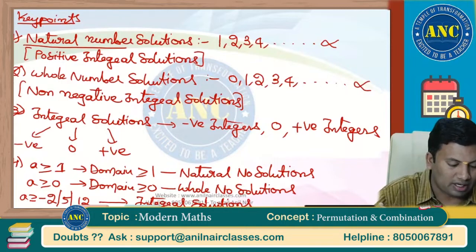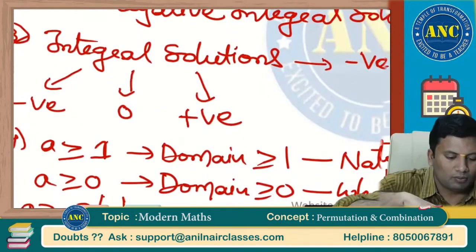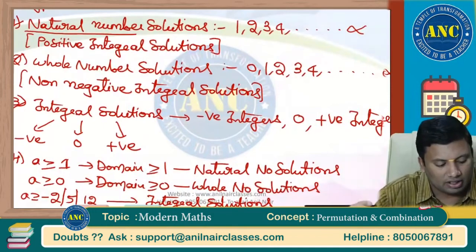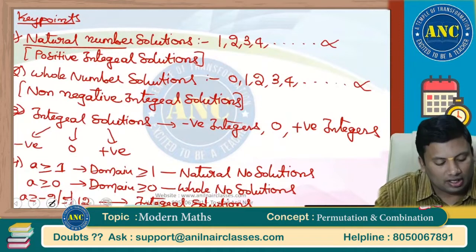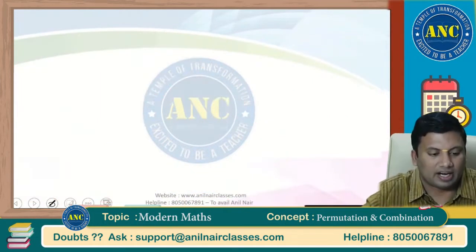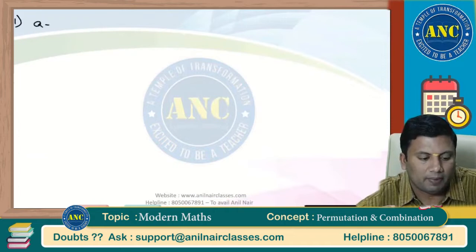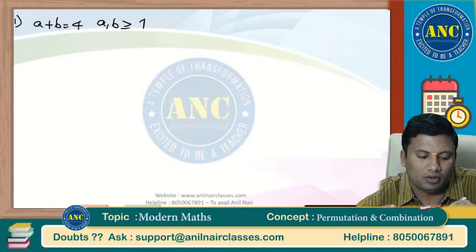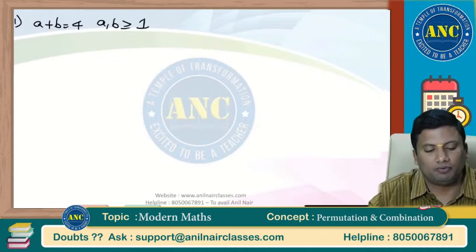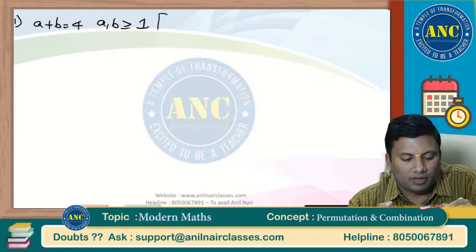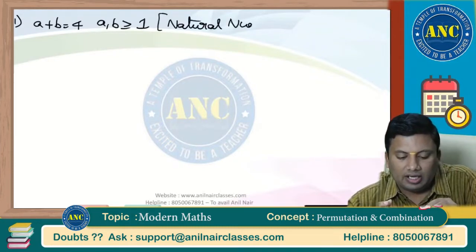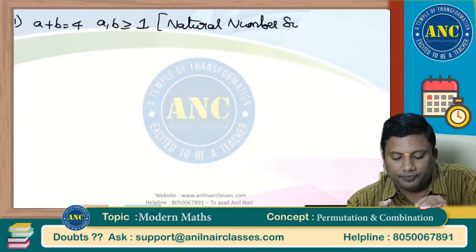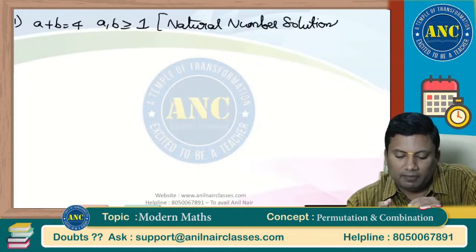Our entire focus will be to solve most of the problems based on the natural number solution. First question, please write down in the same order, sir. a plus b is equivalent to 4, a comma b greater than or equivalent to 1. Because it is starting from greater than or equivalent to 1, I am finding the natural number solutions.